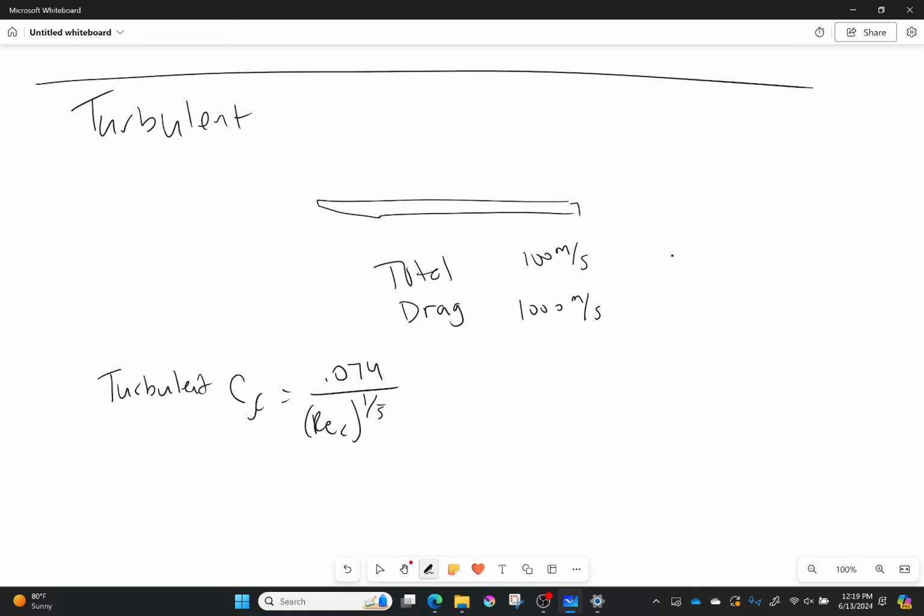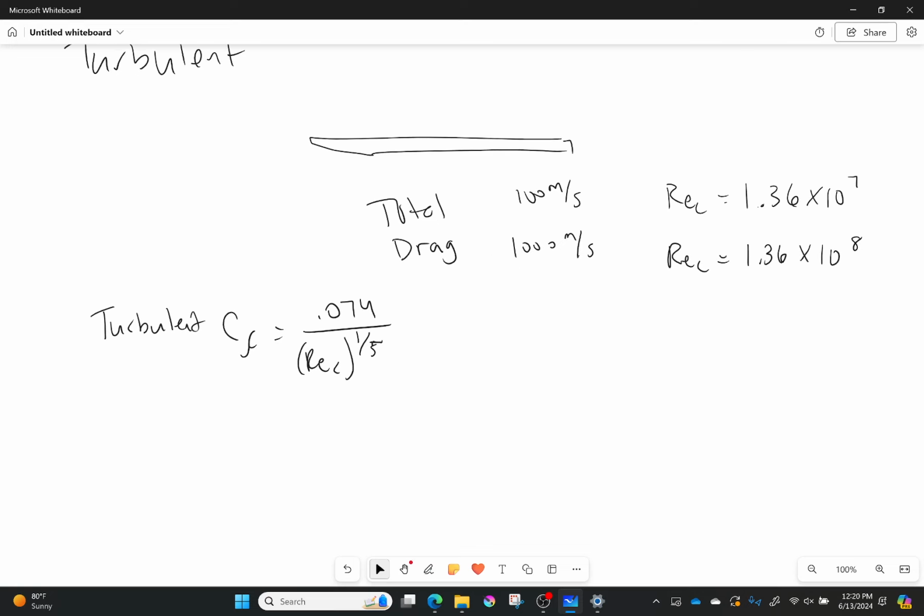We already know what our Reynolds numbers are because our Reynolds number in this case is going to be equal to 1.36 times 10 to the 7th. And our Reynolds number in this case is equal to 1.36 times 10 to the 8th. And so we can just plug those in and we have it. And this is a 1/5 power. There you go, 1/5. So we'll get our skin friction coefficient, then our drag in the first case and the second case.